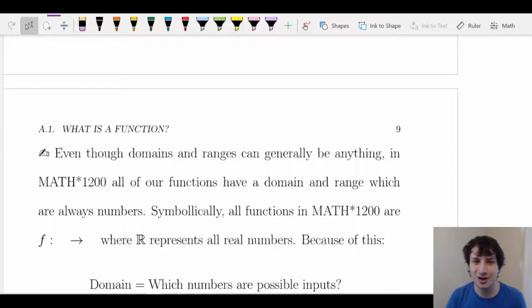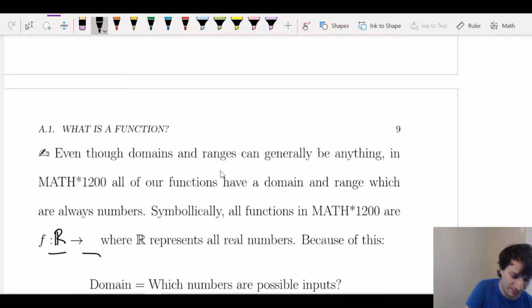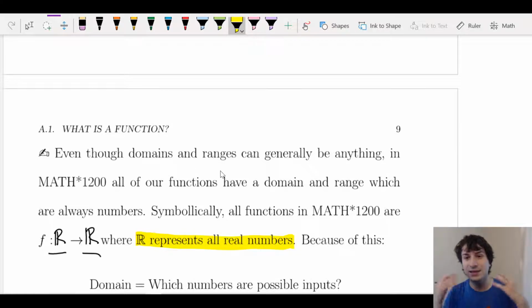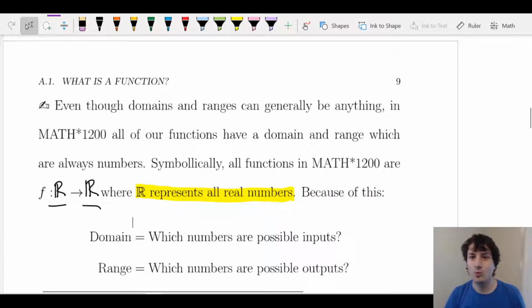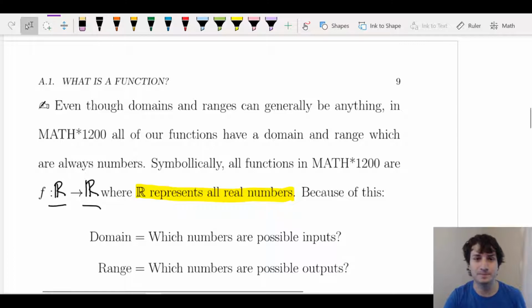So in Math 1200, all of our functions have a domain and range, which are always numbers. Symbolically, all the functions in Math 1200, they're f blank to blank, and the blank is this symbol R. R represents all real numbers. So the functions in Math 1200 always input some real number, and they output some other real number. And that means that the domain and range are a little bit simpler. They're which possible numbers could be the input, that's the domain, and the range is which possible numbers could be output. So you don't have to worry about complicated things in Math 1200. You only have to get really good at functions that input and output exactly one number.